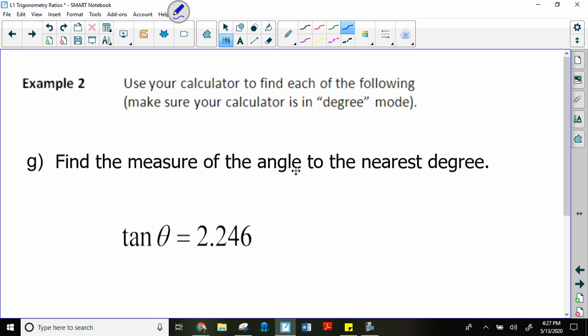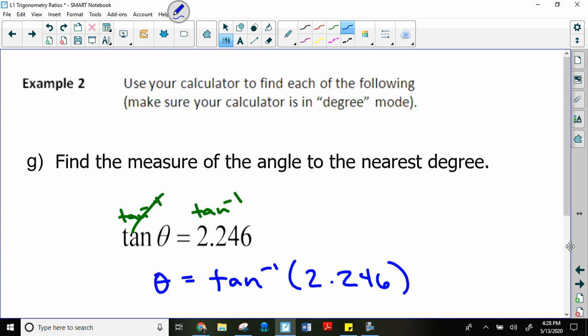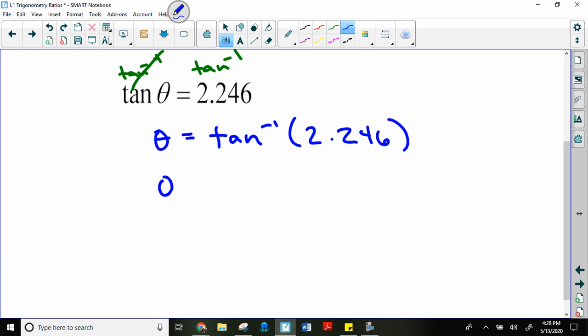Tan, normal. Undo it. Do you have to write out the step that I'm writing out right now? No. You could just go straight to the answer. I'm just doing this for teaching purposes, but I'm pretty sure every teacher would accept straight to the answer here. Second tan, 2.246, 65.9999, 66 degrees.